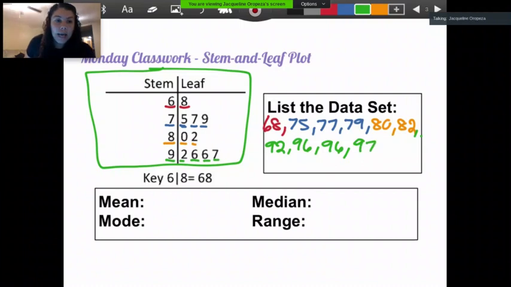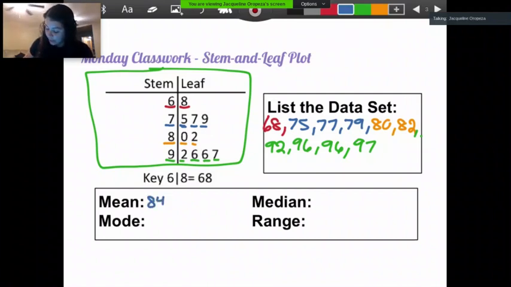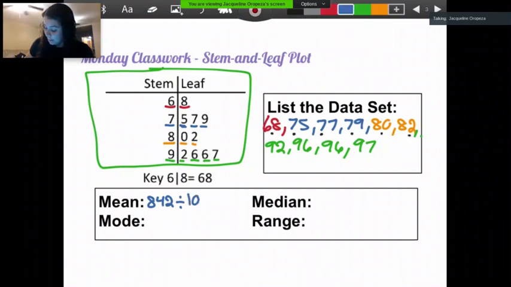So the first thing it asked me is to find the mean. Since I have all my data set and they're in order from least to greatest, I can add up all those numbers. And when I add up all those numbers, I get 842. Then I have to divide it by the amount of numbers. If I count all those numbers, I have 10 of them. So I must divide by 10. And my mean would be 84.2.